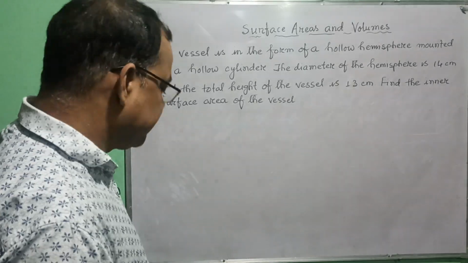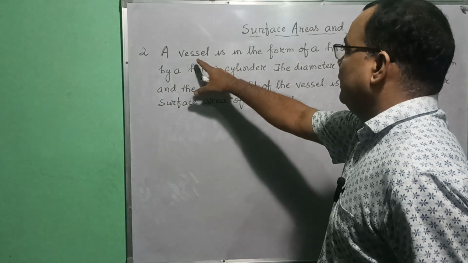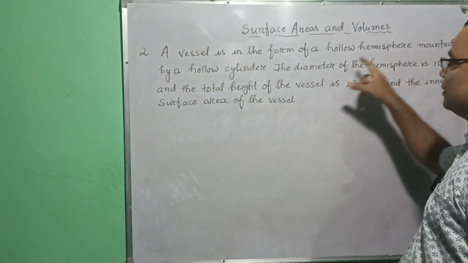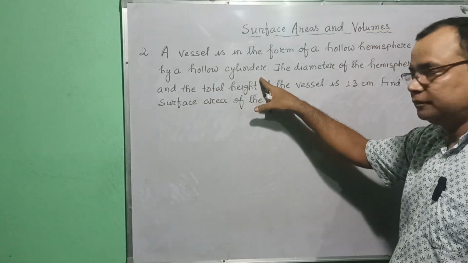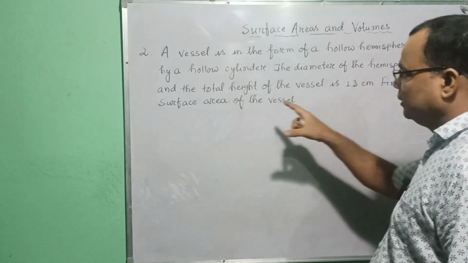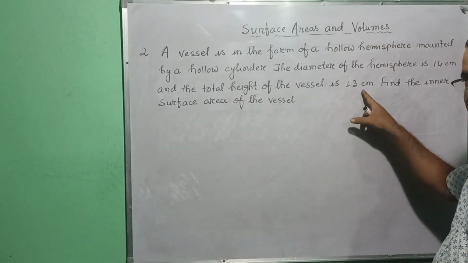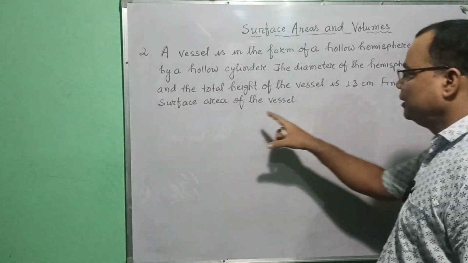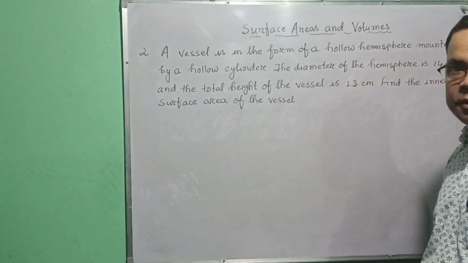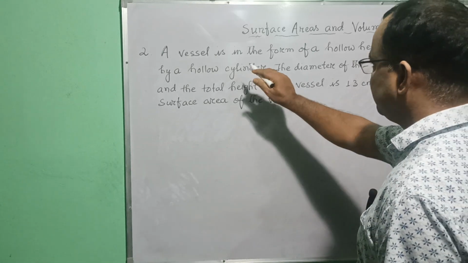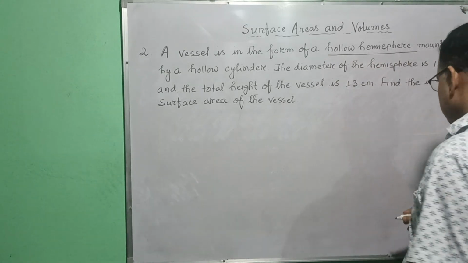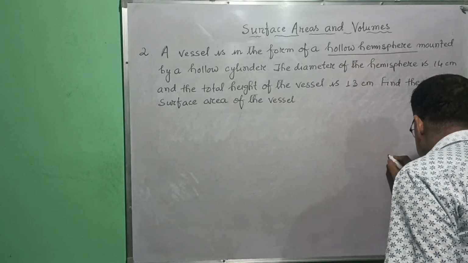So question number 2 is, a vessel is in the form of a hollow hemisphere mounted by a hollow cylinder. The diameter of the hemisphere is 14 centimeter and the total height of the vessel is 13 centimeter. Find the inner surface area of the vessel. So according to the question, we have to draw the figure first. It is given a vessel is in the form of a hollow hemisphere, so we'll draw it in this way.